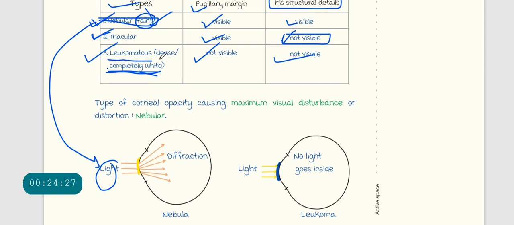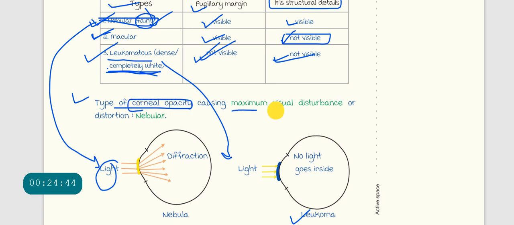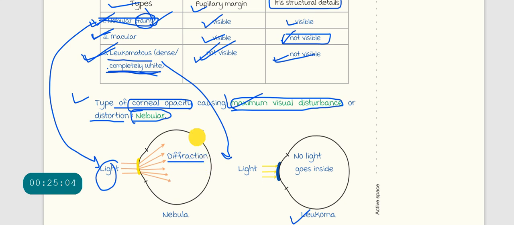A very important point over here: in the types of corneal opacity, the maximum visual disturbance or distortion is caused by which type? It is nebular. Why nebular? Why not leucomatous? Because in nebular the light rays get diffracted, due to which there will be multiple imaging at the retina, and this will cause disturbance and distortion. That is why nebular causes the maximum visual disturbance.